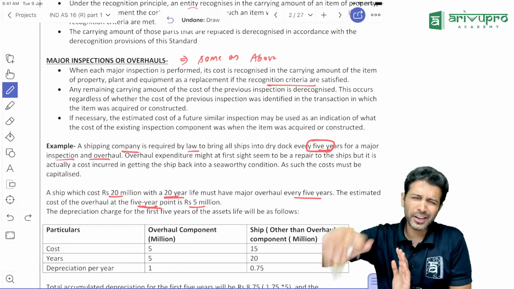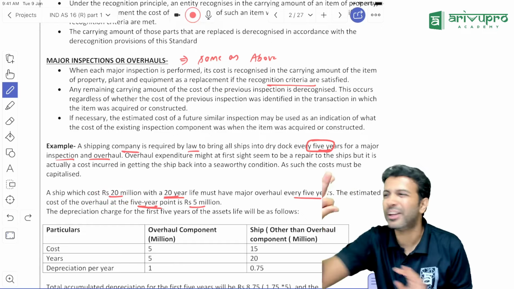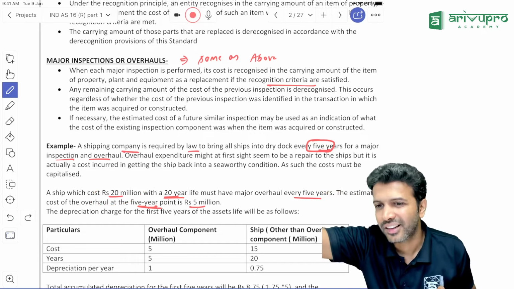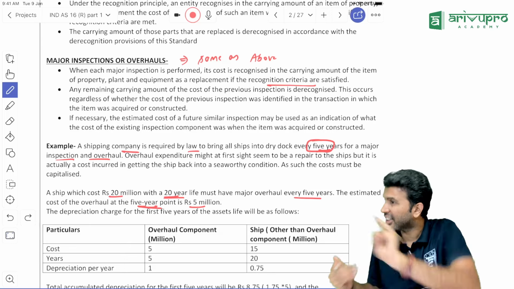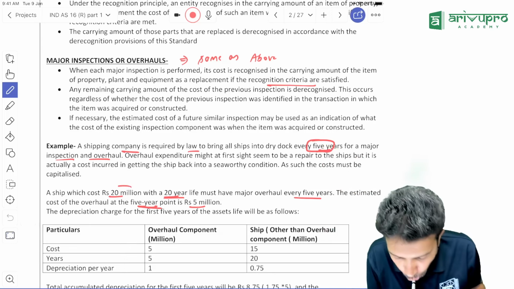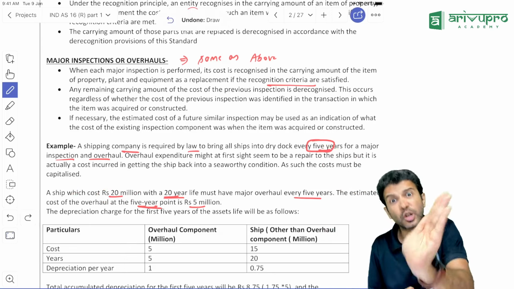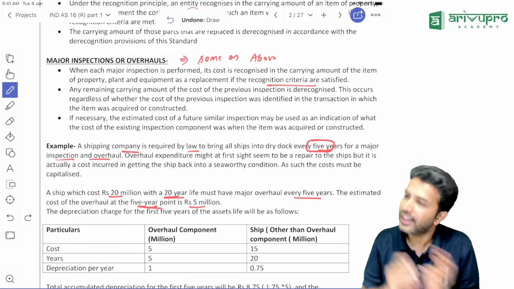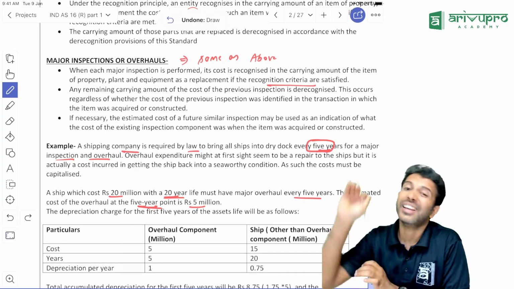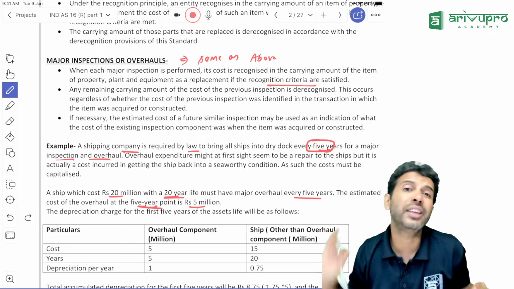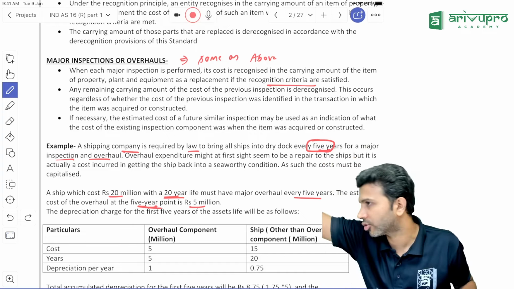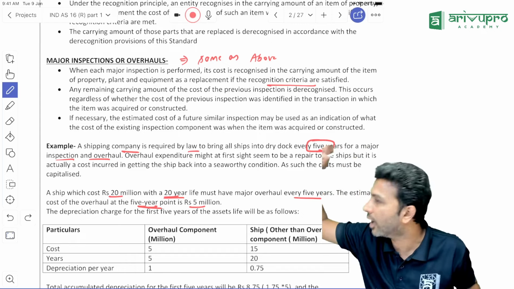20 million. So when you buy an asset for the first time, the inspection is already done. Now out of this 20 million, how much is towards inspection? 5 million you have indirectly paid towards inspection. The balance 15 million is for the other parts or other components of the ship.